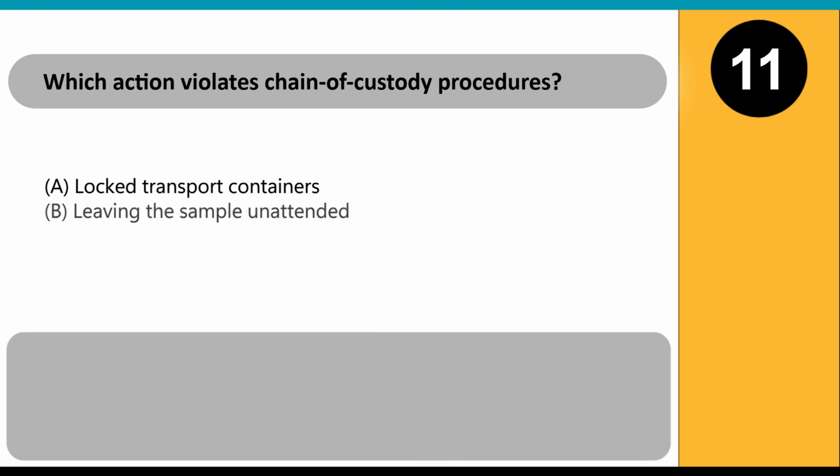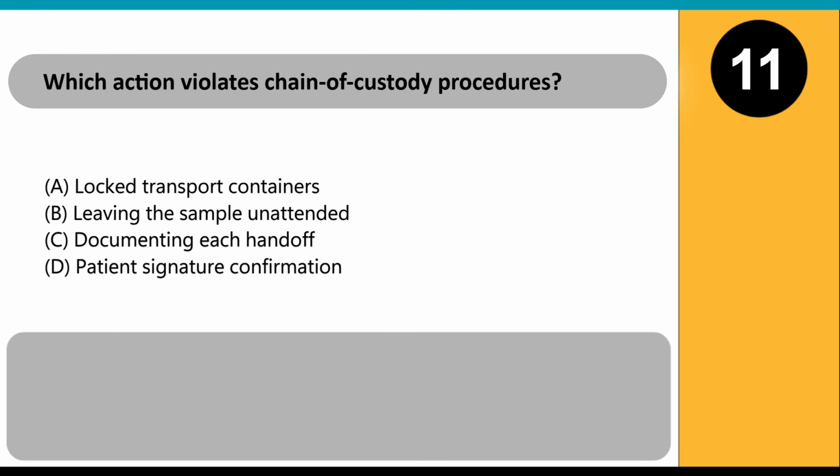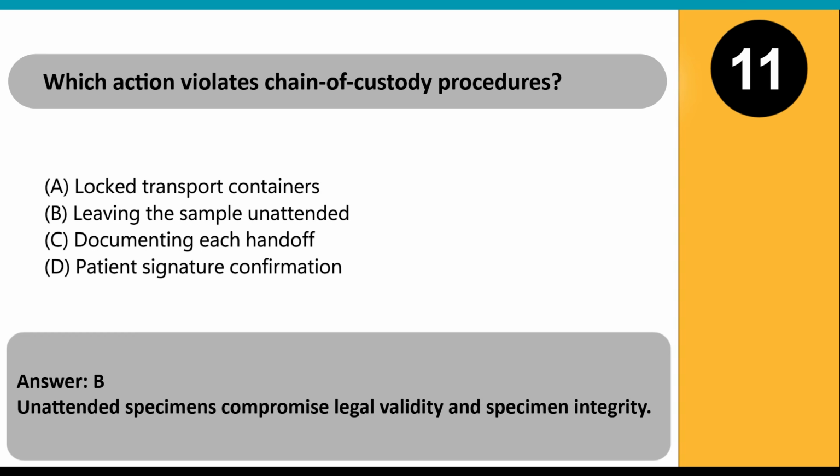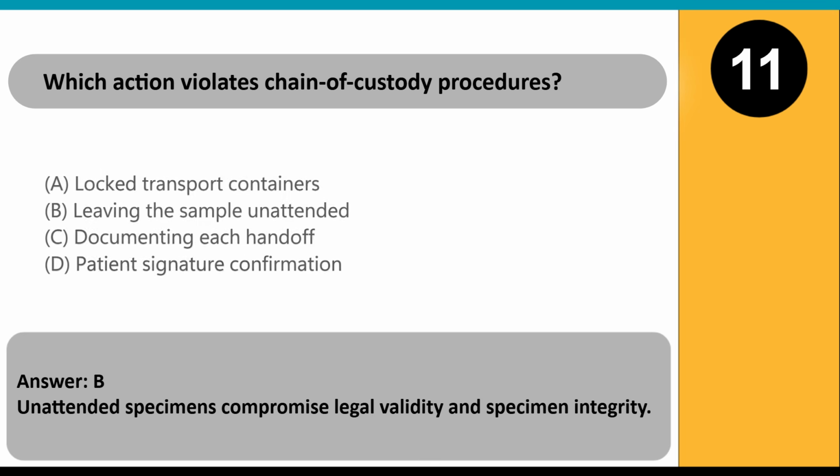Which action violates chain of custody procedures? A. Locked transport containers. B. Leaving the sample unattended. C. Documenting each handoff. D. Patient's signature confirmation. Answer: B. Unattended specimens compromise legal validity and specimen integrity.